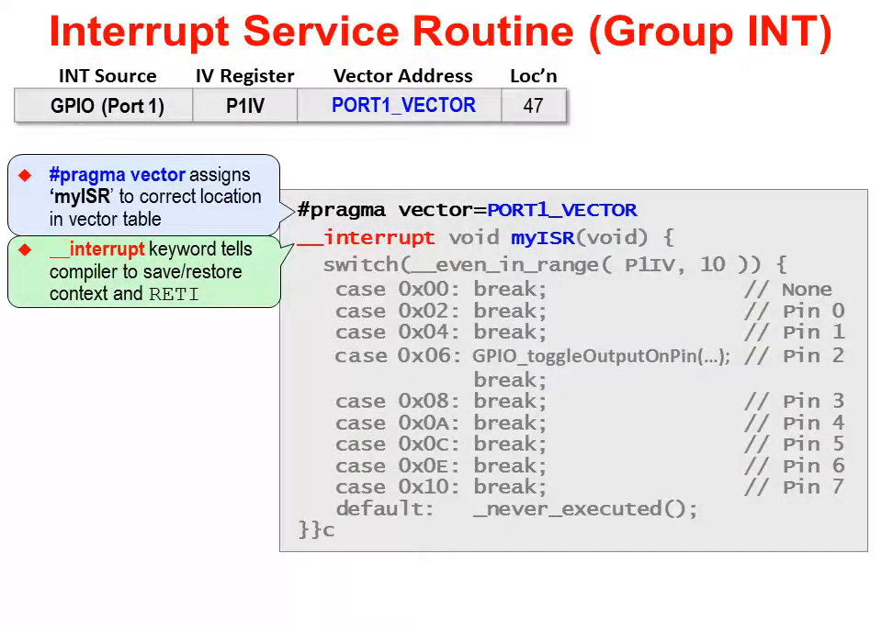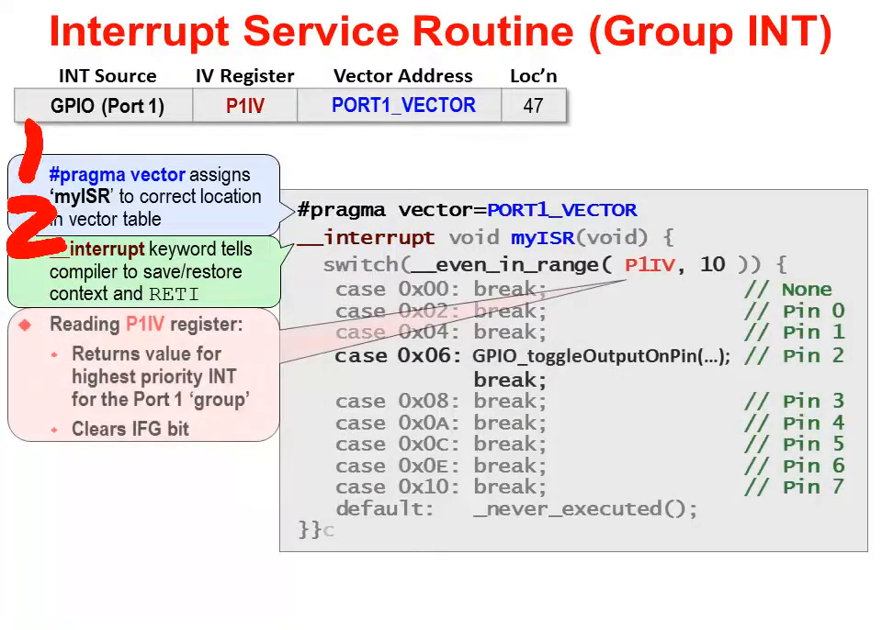The code for a grouped interrupt begins in the same way as for a dedicated ISR. We use the #pragma vector and the interrupt keyword. For grouped interrupts, though, we need to determine which specific source caused the CPU to be interrupted. As we've described, reading the associated interrupt vector register gives us the highest priority pending event. In our GPIO port 1 example, shown here, we just need to read the P1IV register.